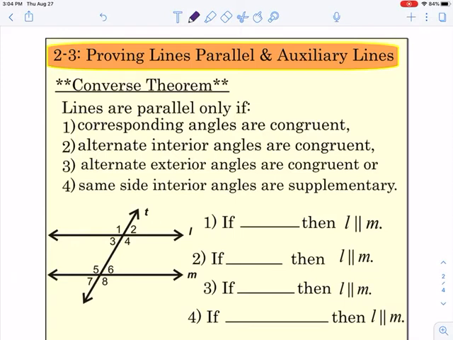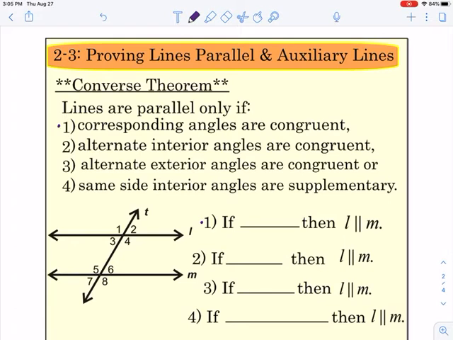So lines are going to be parallel if corresponding angles are congruent, or alternate interior angles are congruent, or alternate exterior angles are congruent, or same side interior angles are supplementary. Again, the number one down here is going to correspond to number one up there. So all I want to do is find two pairs of corresponding angles. If I can tell you that those angles are congruent, then line L is going to be parallel to line M.